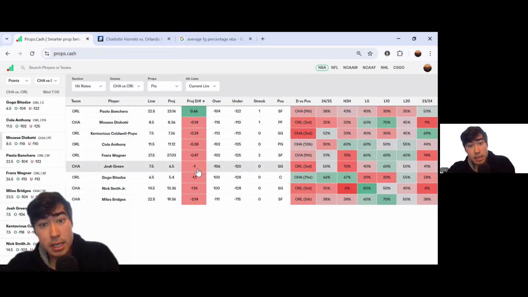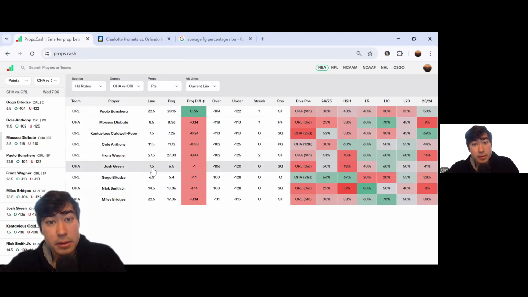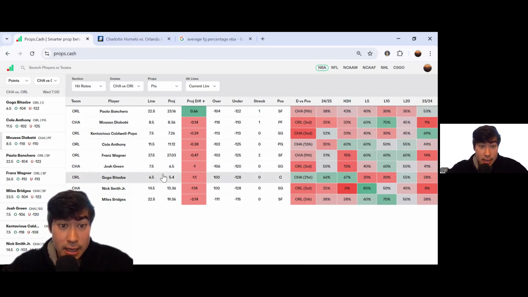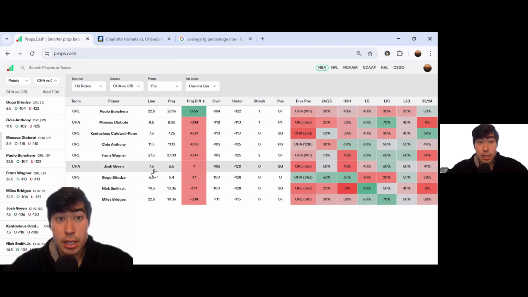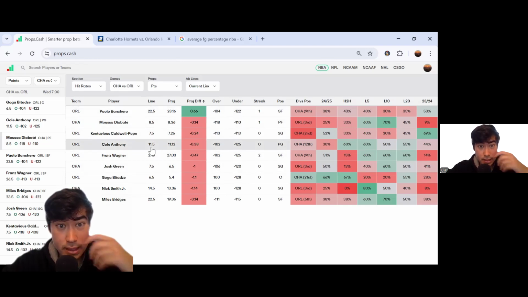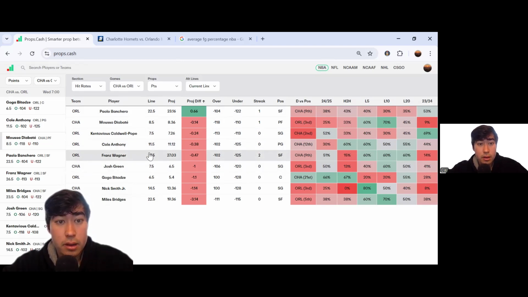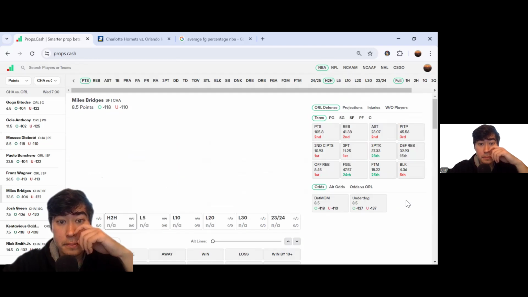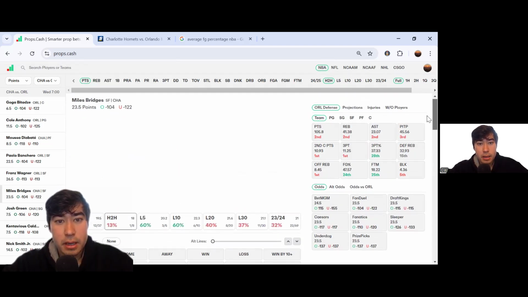So maybe with Josh Green, you think this would be a good over, but they're playing Orlando, so maybe it's not. All these lines are going to be a little bit lower because this is a slower pace game. So maybe Franz Wagner under is actually good here. Miles Bridges under is actually good here. So say we want to take Miles Bridges under.